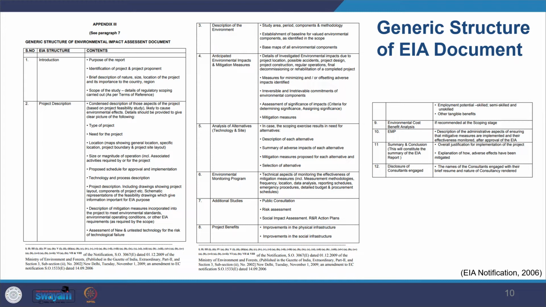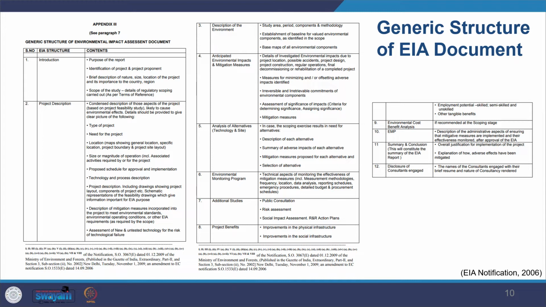And then you need to establish the baseline for the valued environmental components, VEC, which we have studied about. So you'll be doing the baseline. You have already seen for every domain how to conduct a baseline study. So that has to be given here in the description of the environment. And then base maps of all environmental components. So all the maps have to be provided.